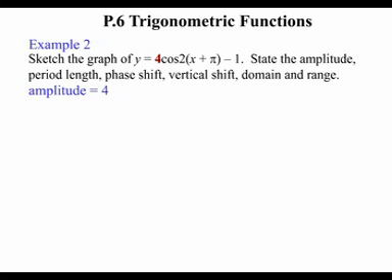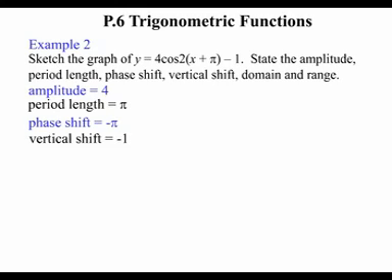First of all, your amplitude, the absolute value of a, is 4, so your amplitude is 4. Your period length comes from the little formula 2 pi over b for both sine and cosine graphs. So if I take my b value, which is 2, pi divided by 2 is equal to pi, so my period length is pi. Your phase shift comes from your c value. Your c value, again, it's x plus pi, but it's really x subtract negative pi to be in the right form. So your phase shift is negative pi, and your vertical shift is the obvious negative 1.